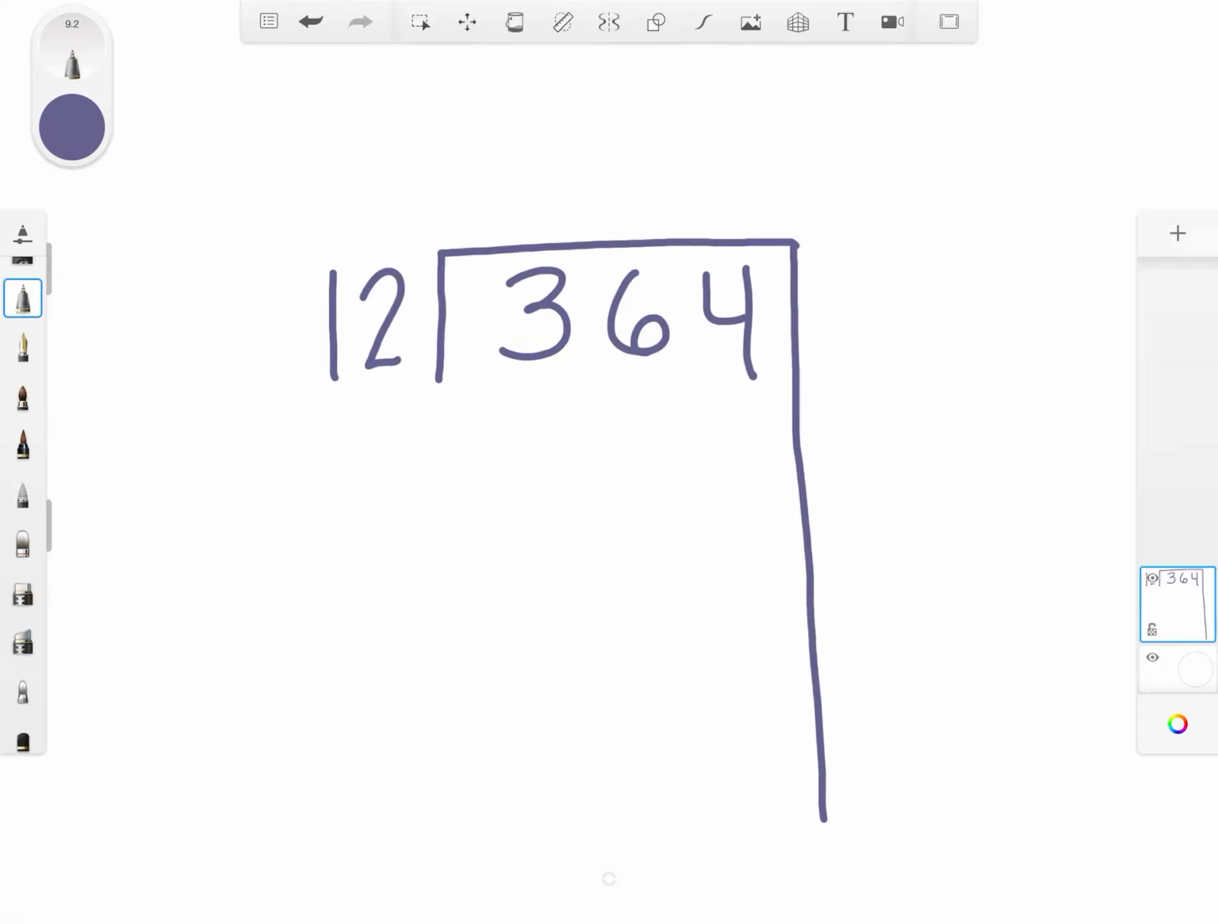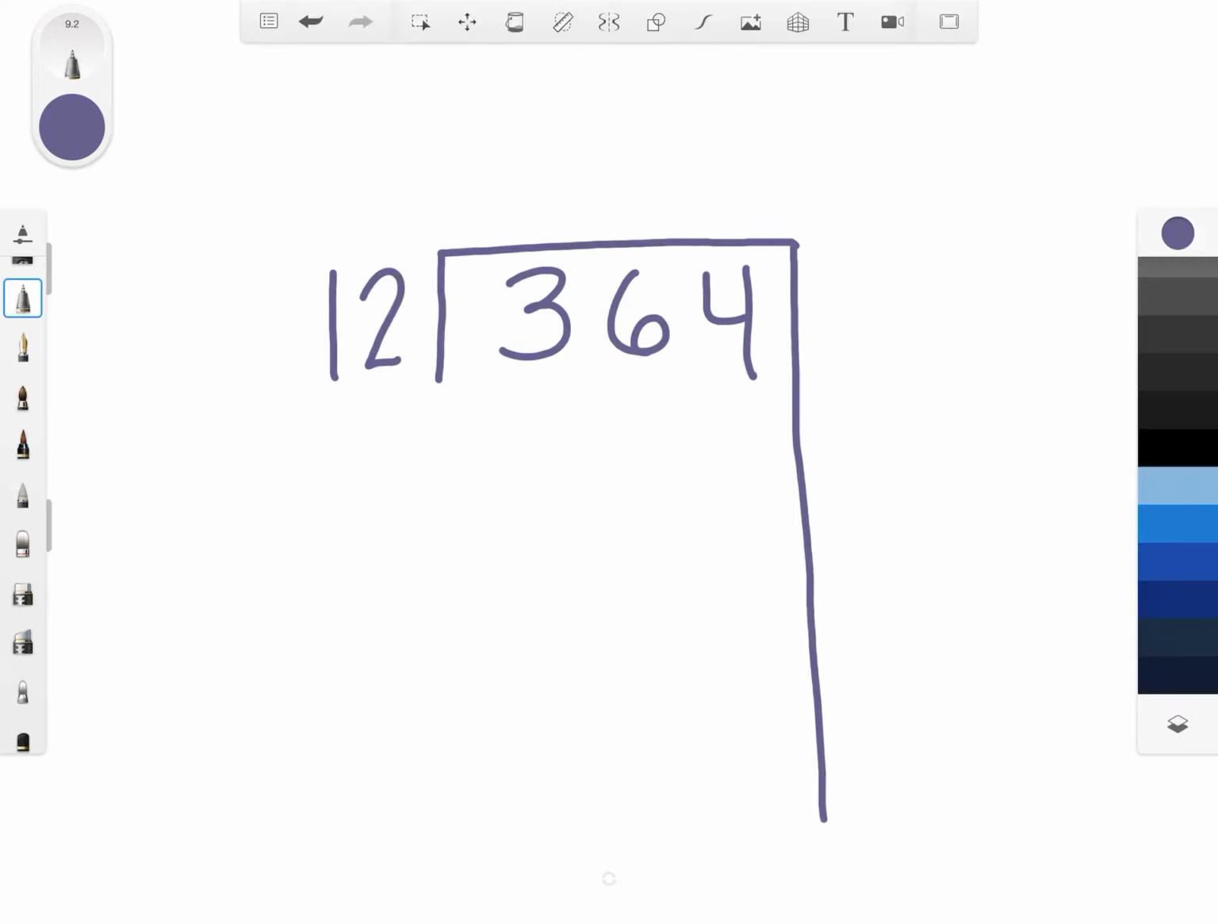Okay, so again, I'm going to think of a scenario. If I have 364 pieces of candy, I'm going to share them equally with 12 people. Now, this is a lot more people to think about, and I've got to keep them in my head. But over here, I'm going to keep track of how many pieces of candy one person will get, because each person is going to get the same amount. Because remember, when we're dividing, we're sharing equally.